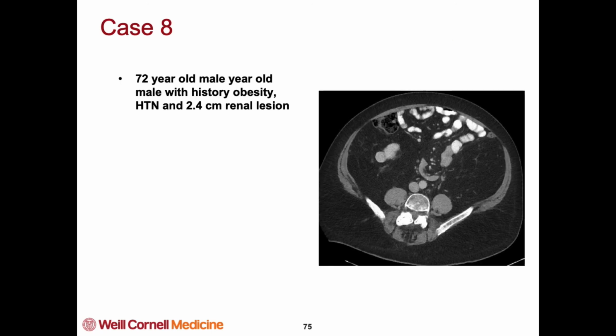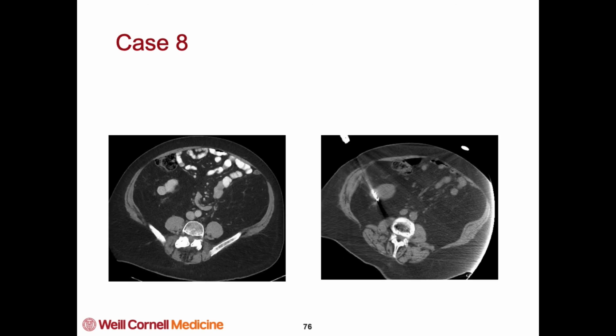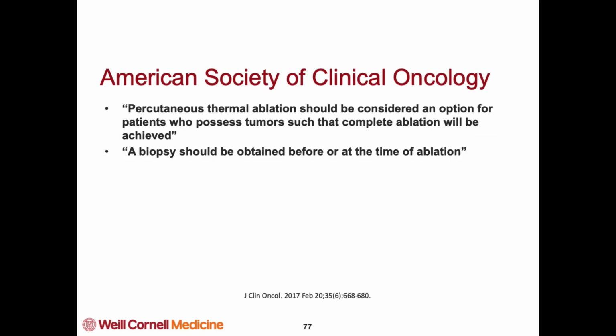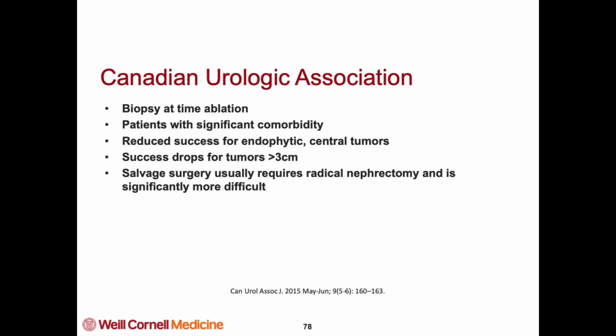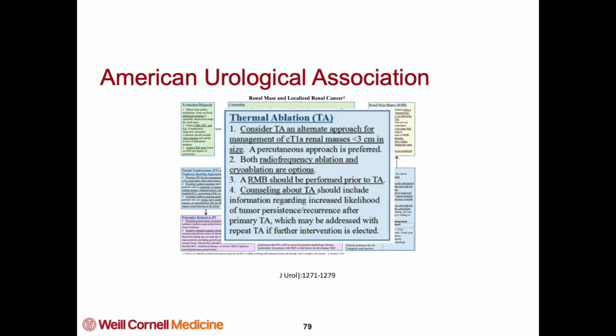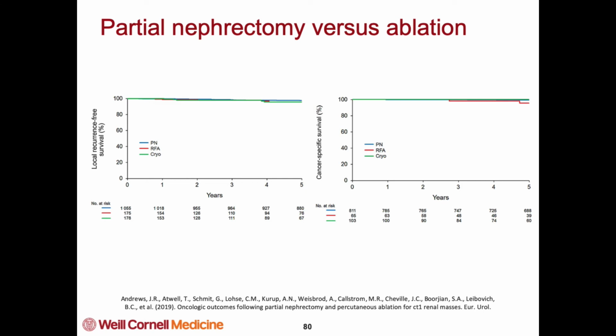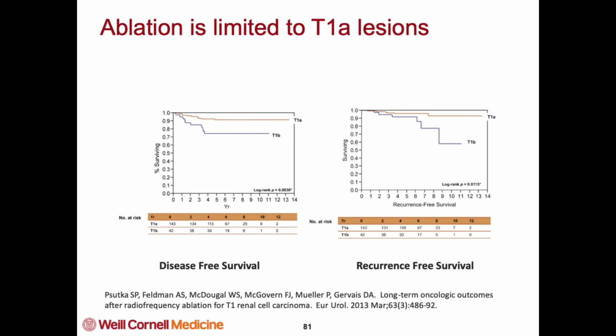We need it. Second case was just renal ablation. Basically, ASCO, Canadian Urologic Association, AUA, all recommend renal ablation as an option. They really only discuss radiofrequency ablation and cryoablation. This was this month's paper that showed that partial nephrectomy versus ablation has similar local recurrence survival and cancer-specific survival at 5 years. This was the Mayo Clinic's group. So it really is on par, particularly for lesions less than 3 centimeters.